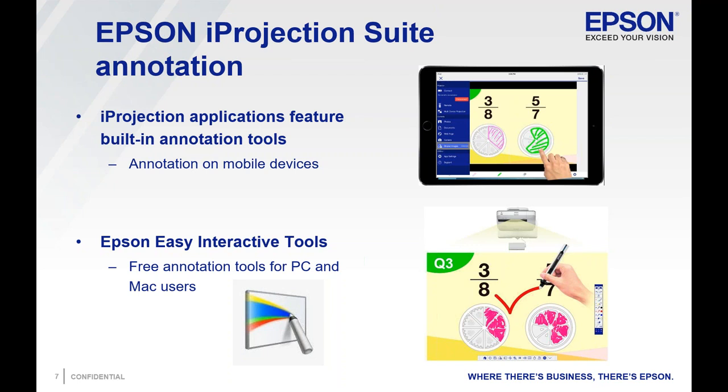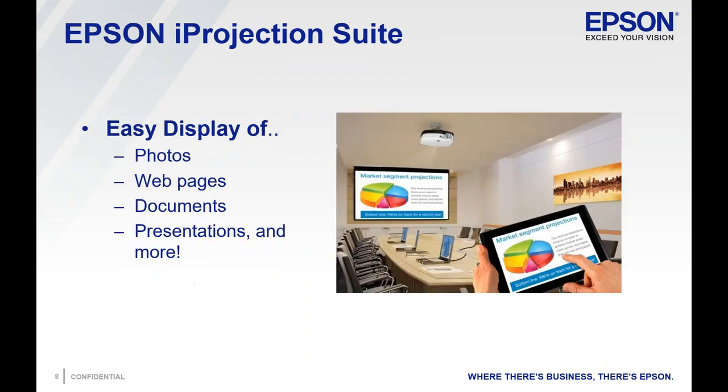If you're on a PC or a Mac computer, it's a different version of annotation tools that you'll want to download to those host PCs, called Easy Interactive Tools. For those of you that have our BrightLink projectors, you're probably familiar with that software. That's what you're going to use, for example, if you're connected to iProjection via a PC or a Mac. You're going to want to use Easy Interactive Tools as your annotation software. So that's what you see there at the bottom.